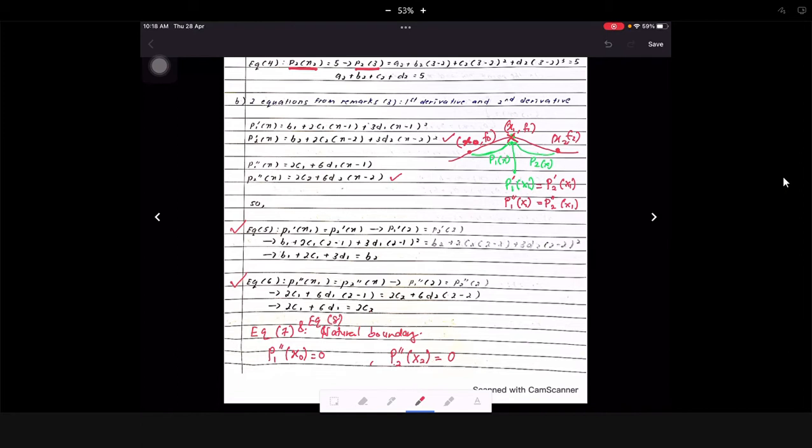Maksudnya kita boleh ambil daripada the second derivative ni lah. Okay, ganti nilai untuk P1, ganti nilai P1 double prime pada X0 which is 1. Kita akan dapat 0. Okay. And then P2 double prime. So ganti nilai for X is equal to 1 kat sini. Three is equal to 0. So ganti nilai setiap X ni dengan 3 untuk natural boundary.